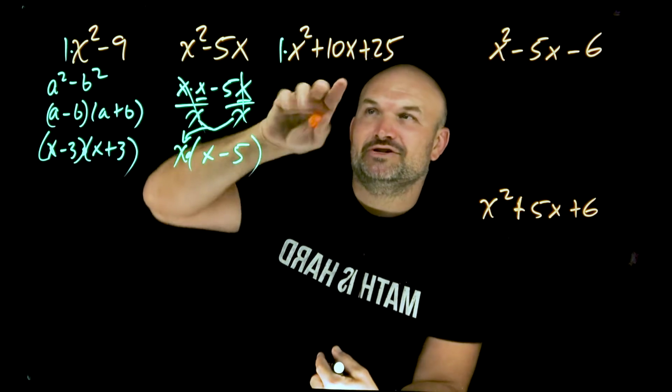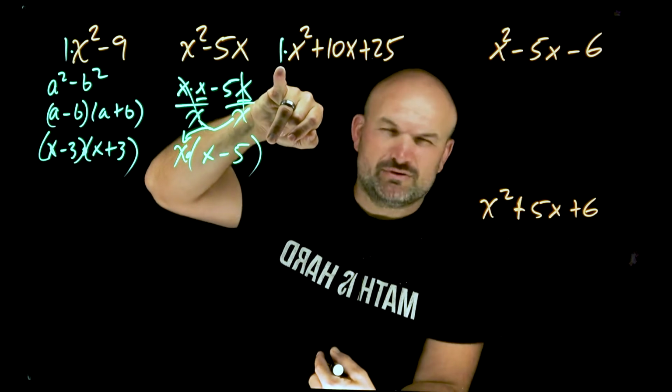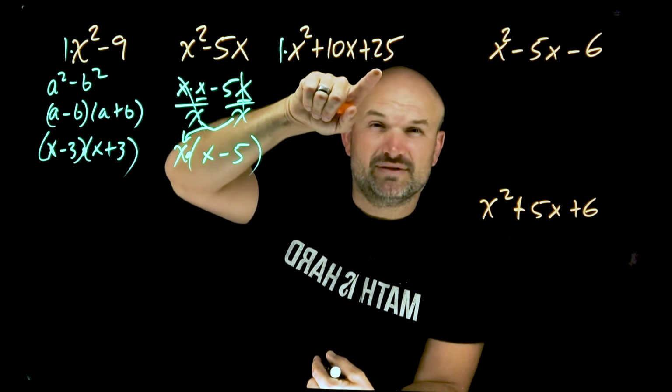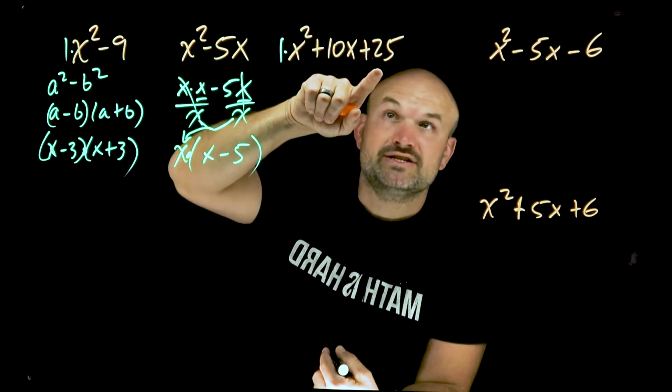So what you're going to do is you're going to take the square root of your first number, which in this case, square root of 1 is just going to be 1. And you're going to take the square root of the last number, which in this case is going to be 5, right? Square root of 25 is 5.